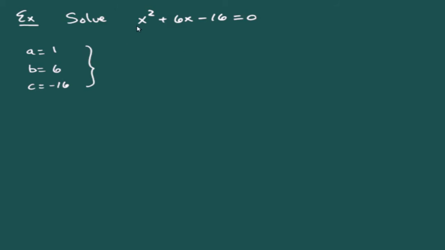a is the number that's multiplying x squared. Since it doesn't look like we have one in this case, a is 1. b is the number that's multiplying x, so b is 6. And c is the number on the end that doesn't have an x on it, and so that's negative 16.